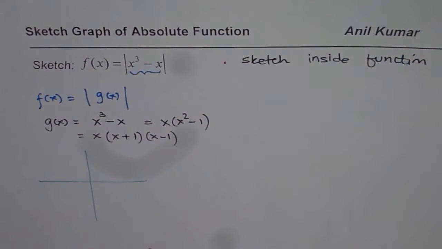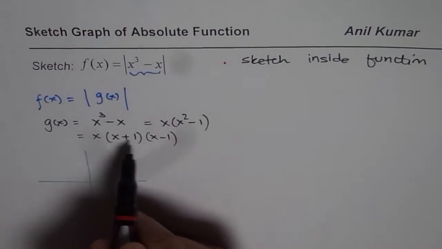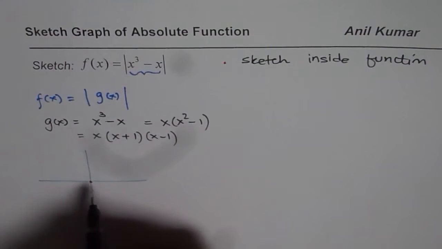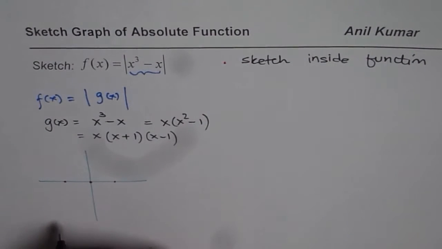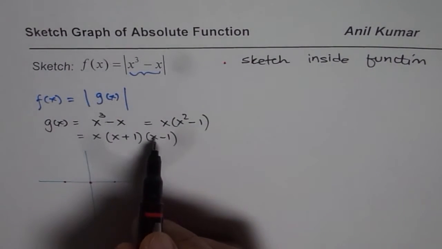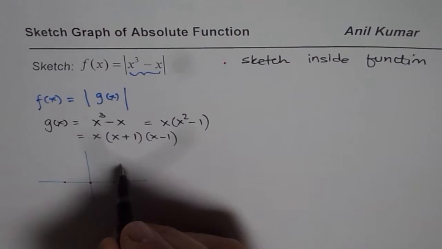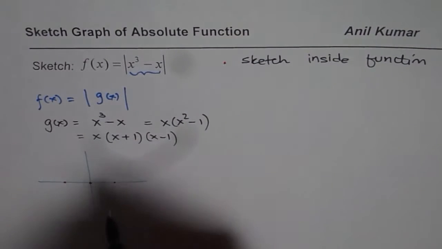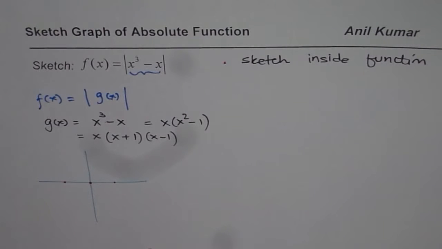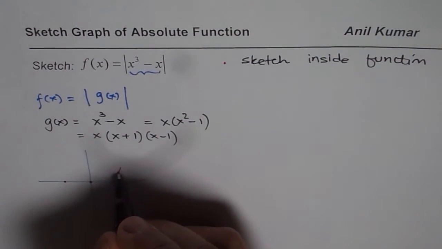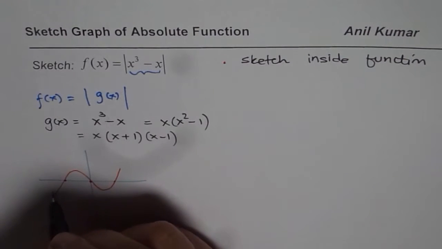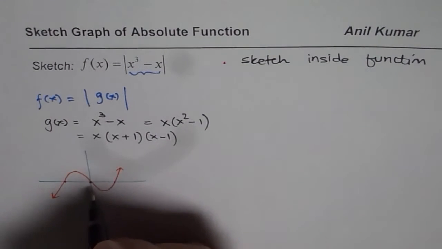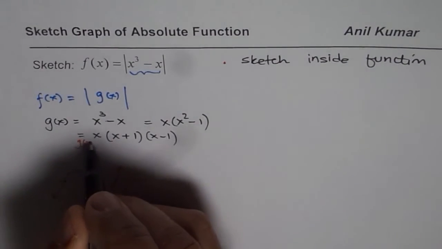To sketch this function, we know we have three zeros. One is at 0, the other one is at minus 1, and then we have one at plus 1. The leading coefficient is positive, therefore the right side is up. So we can sketch a function kind of like this. Here's a rough sketch. That is the function g of x. So let me write this as g of x here.